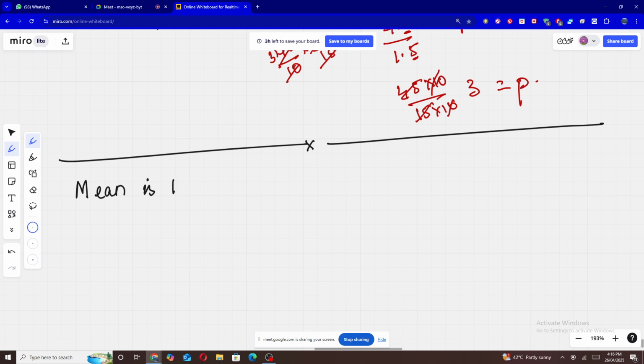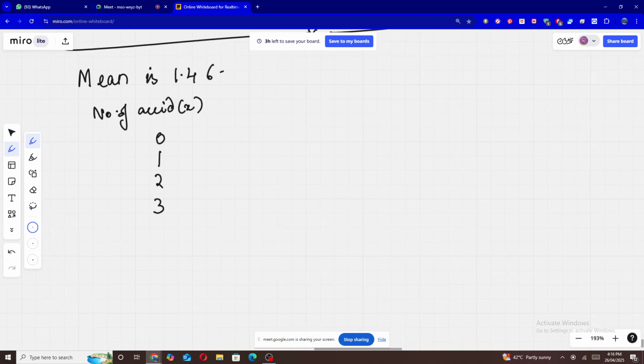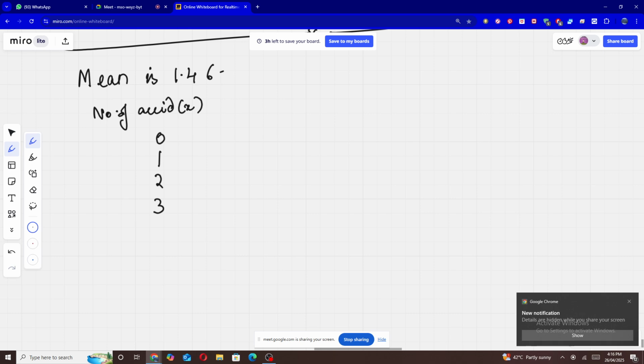Mean is 1.46. So number of accidents is one column. Accidents? The first one is zero.